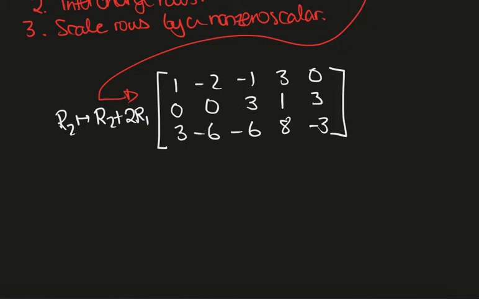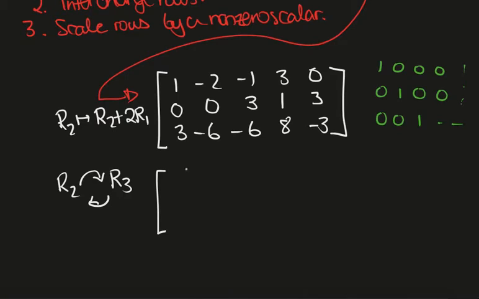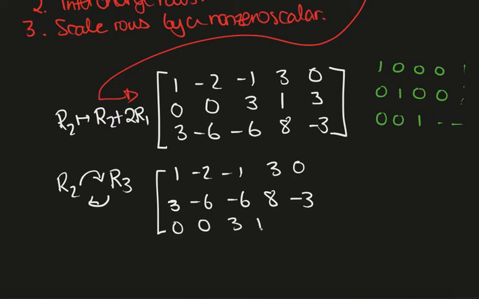Now remember, the goal for the matrix is to have 1, 0, 0, and so on, then 0, 1, 0, 0, and then whatever's here, 0, 0, 1, and so on. As a consequence of this, what I'll do is I'll interchange row 2 and row 3. And so row 1 is the same, but now we have 3, minus 6, minus 6, 8, minus 3, and 0, 0, 3, 1, 3.